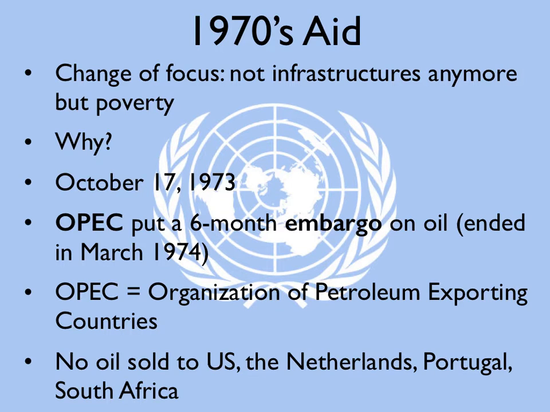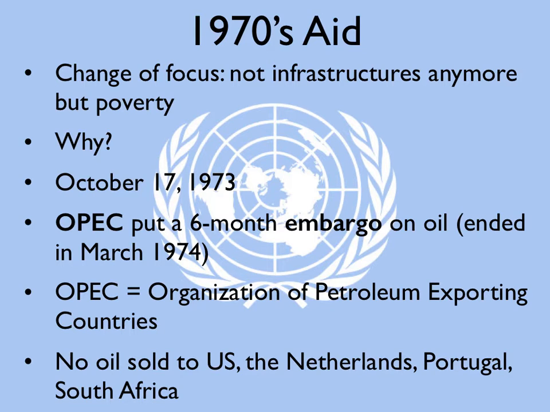On October 17th, 1973, OPEC, which stands for Organization of Petroleum Exporting Countries, so petroleum means oil, right? The thing that you can, after some changes, put in your car so that you can drive. We can also use it to make plastic, for instance. So OPEC put a 6-month embargo on oil. It actually ended in March 1974, so it might be like 5 months and a half or something like that.